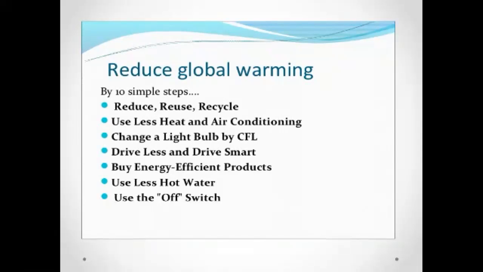Use less heat and air conditioning. Change a light bulb to CFL.